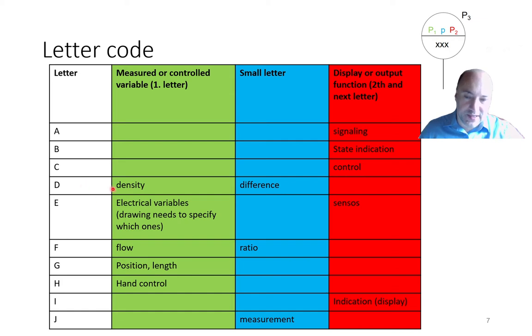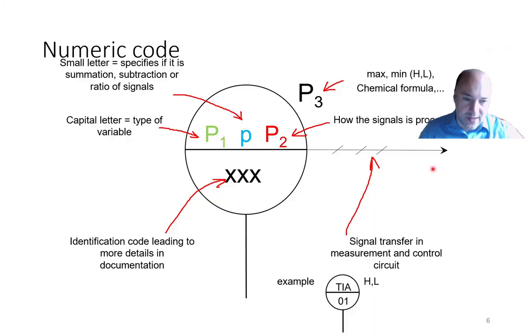You can note that the same letter in different positions will have different meaning. So for example here, if I have a capital D on the first position, it means density, but then at the second position a small letter d would mean difference. And the third letter here is telling me what the output function is. So what do I do with the signal? So if for example it's a letter A, it means signaling. So I'm sending the signal somewhere and I show this value on a scale or on some display or in some chart. That's what you have seen in my previous example over here.